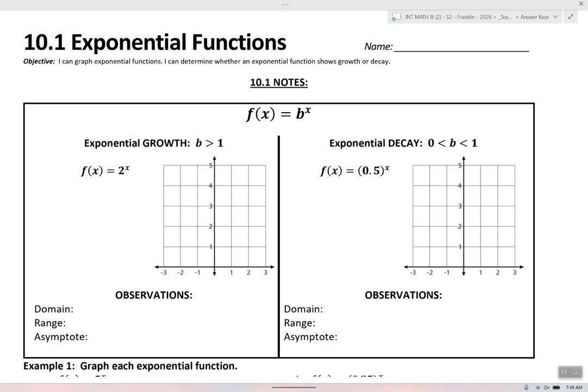There are two basic types of exponential functions. There's exponential growth and exponential decay. So for exponential growth, the b value, the base, is greater than 1. And for exponential decay, the b value, the base of the power, is a number between 0 and 1. So some sort of fraction or decimal that's less than 1, but not a negative number. These are all positive bases.